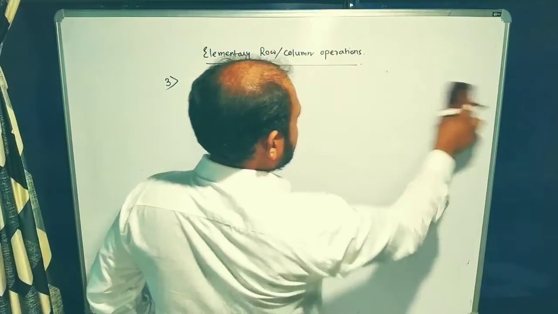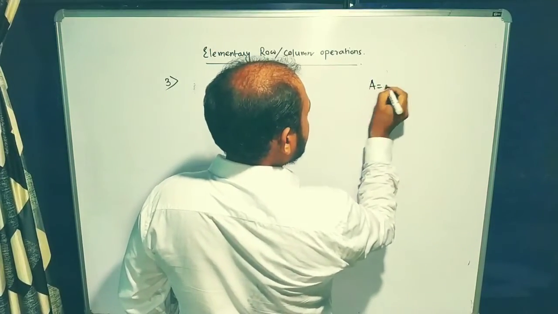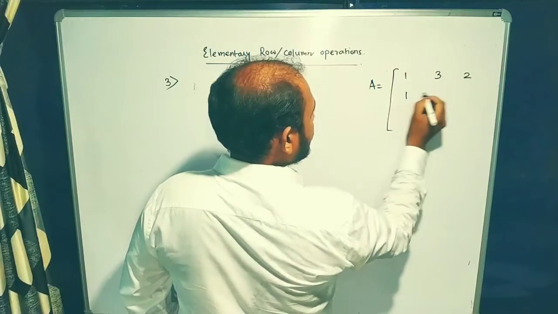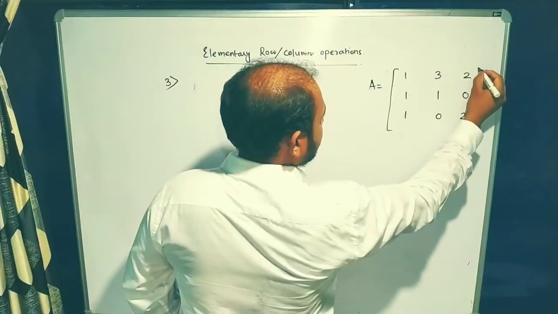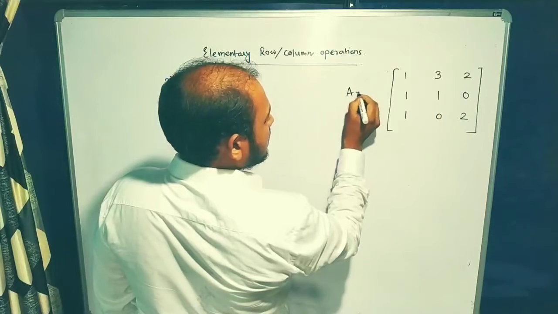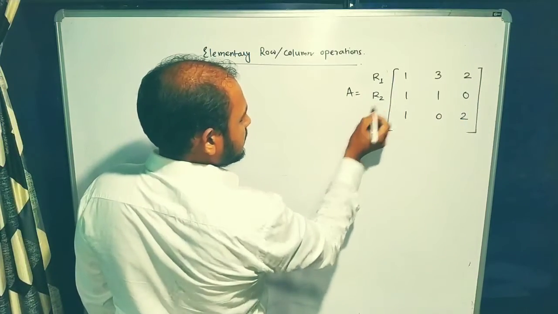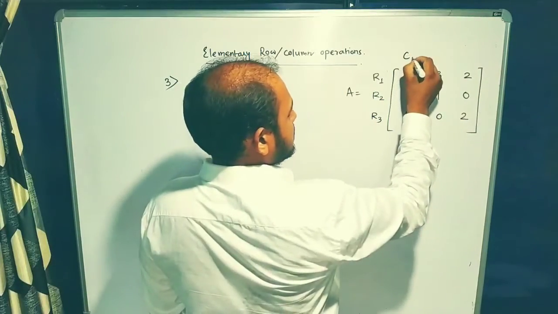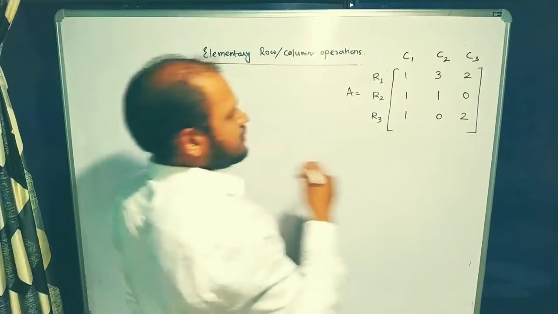Let's change this matrix this time. Let us say we have a matrix A is equal to 1, 3, 2, 1, 1, 0, 1, 0, 2. So recognize the rows and columns. This is the first row R1, this is the second row R2, this is the third row R3, this is the first column C1, second column C2, third column C3.